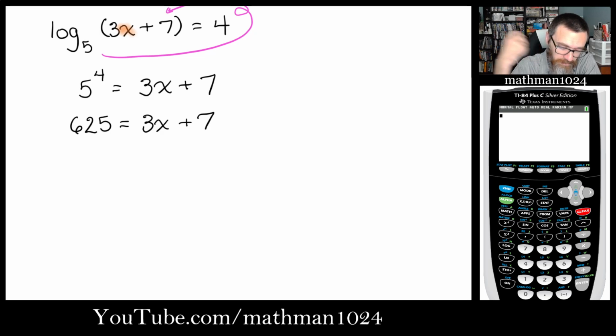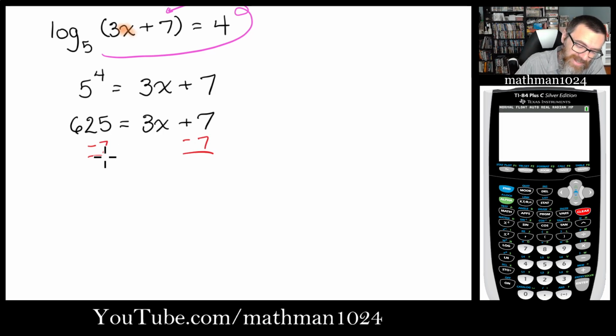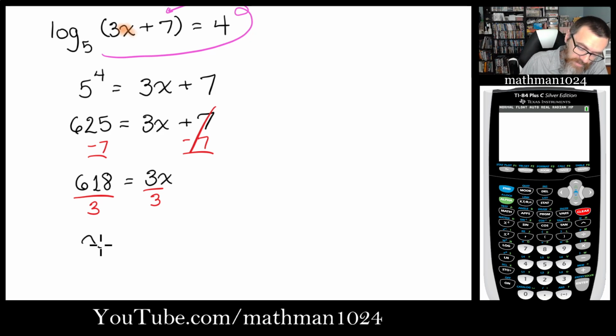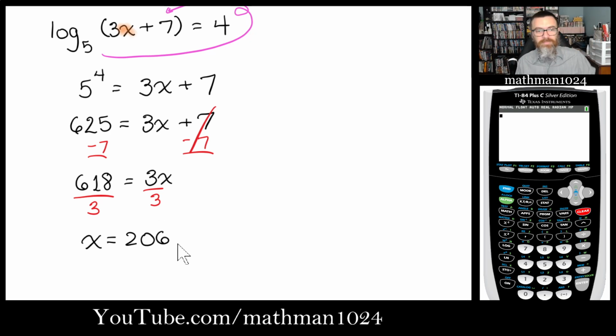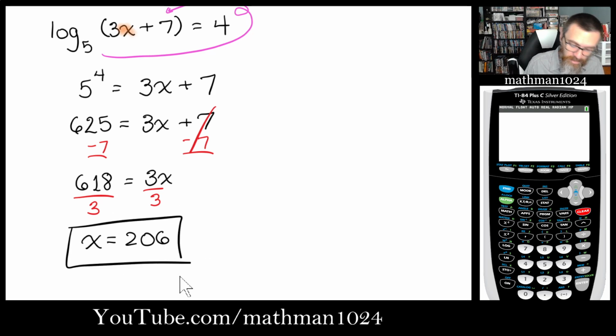Now, at this point, it's no longer logarithmic. It's not even exponential. It's a linear equation. So solve it like you've solved every other linear equation in your entire life, right? So we subtract the 7, and we have 618 is equal to 3x. Finish getting x by itself by dividing both sides by 3. And we have x is equal to 206. And we're done. No big deal whatsoever.